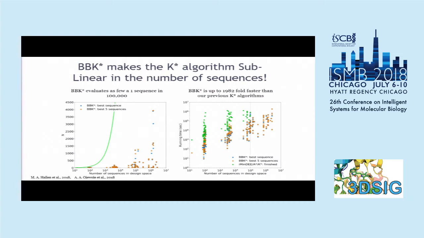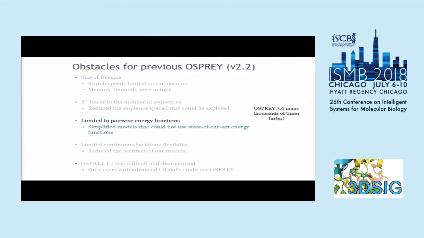And if you're looking at how fast this is, so this is time of runs, and BBK star is up to 1,982-fold faster than the previous algorithm. And this is in addition to the about 4,000-fold speed up that we just showed you. So we're a lot faster.